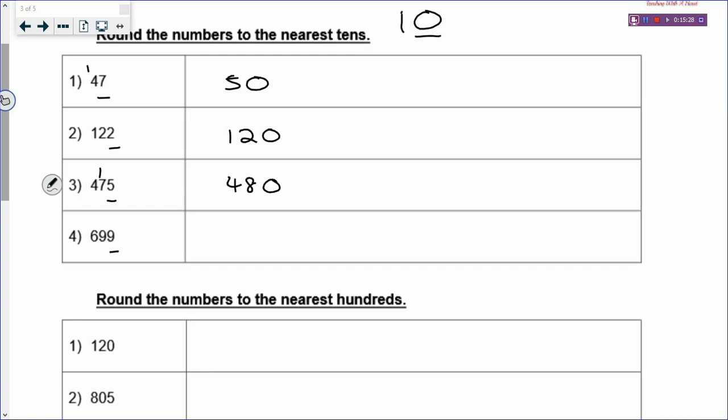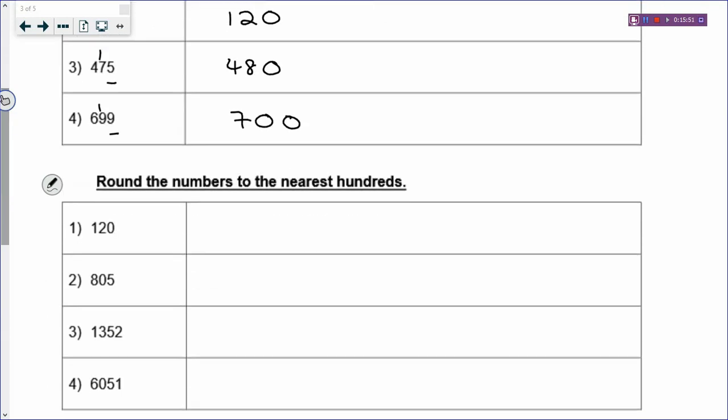Okay, 699, rounding off to the nearest tens. Look at the last digit. Is it 5 or bigger? Yeah, add 1 on the next digit, and you will get 70. So 70 tens, right? So the nearest tens is 700. Okay, so that's how you round off to the nearest tens. You look at the one digit at the back, and then you ask whether it is 5 or bigger. A very important question to ask. Okay, now let's go on to the next one.